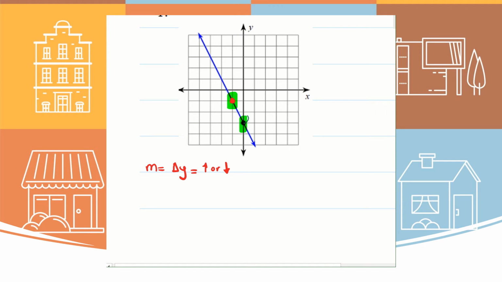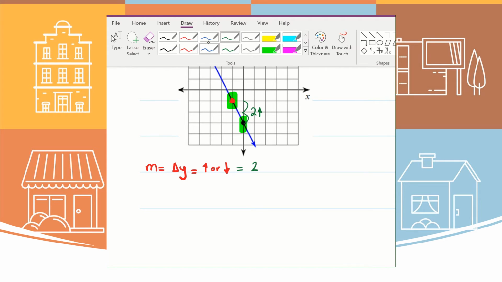So if I'm going from the black point to the red one, I need to move up 2 units. So that means that the change in y is going to be positive 2 since I went up. If I go down, then it's going to be negative.